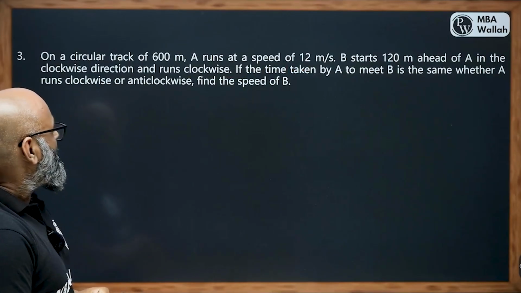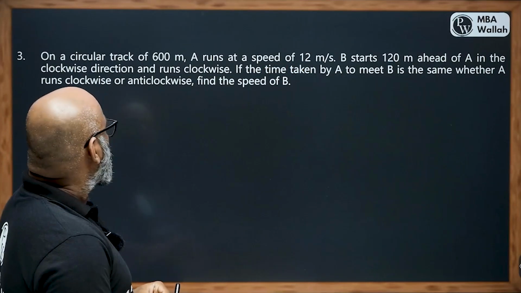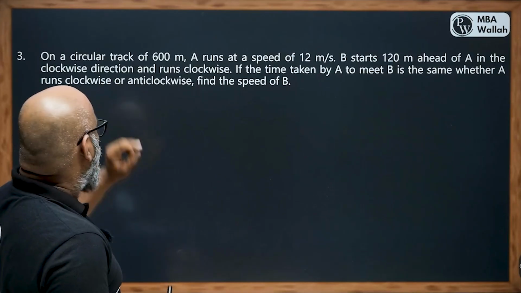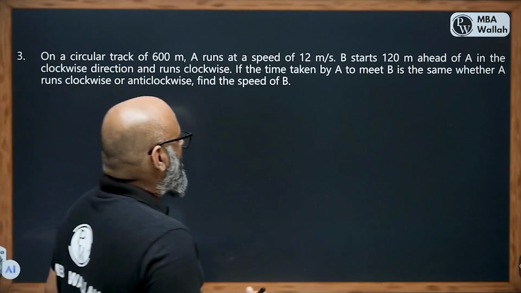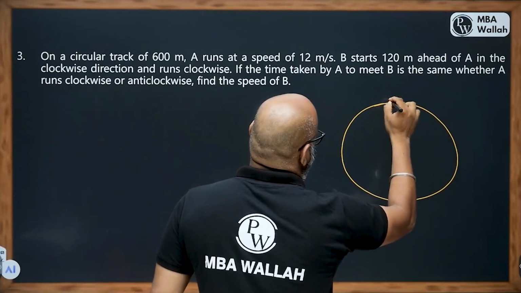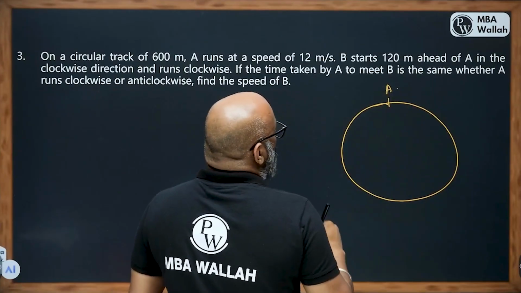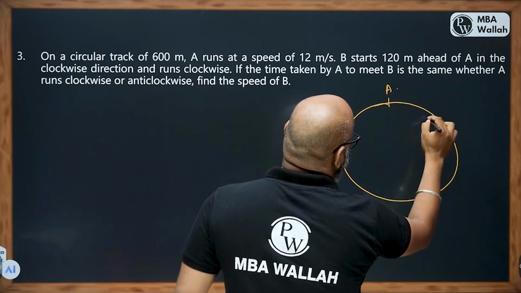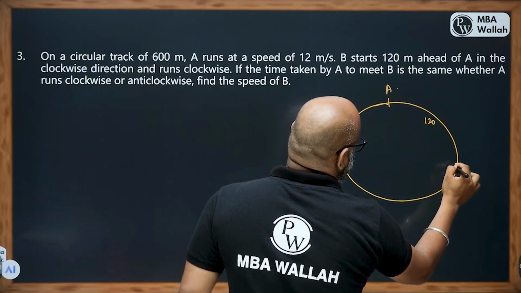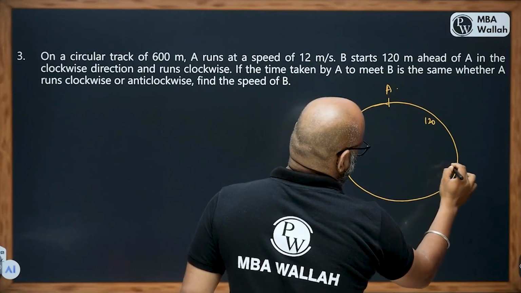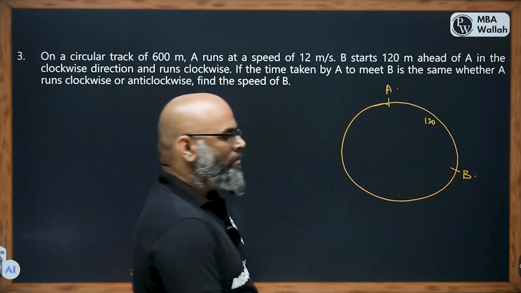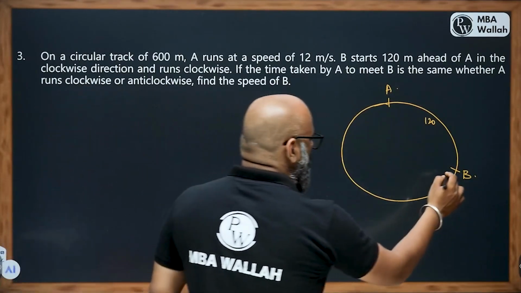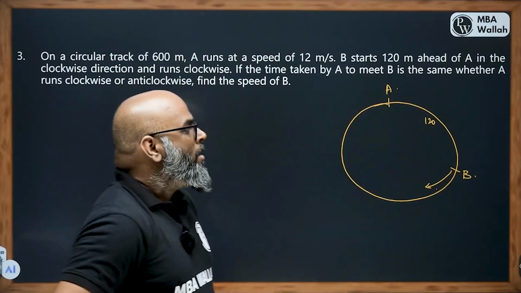On a circular track of 600 meters, A runs at a speed of 12 meters per second. B starts 120 meters ahead of A in the clockwise direction and runs clockwise. So they are saying there's a circle. Let's say if this is the starting point, B is 120 meters ahead of A in the clockwise direction. So from here, I have to take off 120 meters, and somewhere here is going to be B, in the clockwise direction and runs clockwise. So B is running in the clockwise direction. Nothing mentioned about A. We find it.